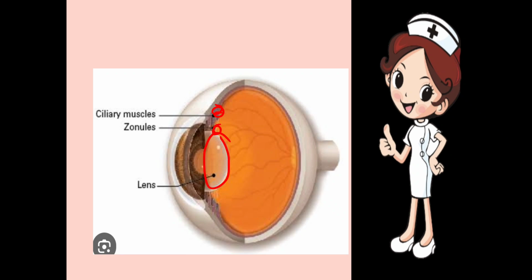Okay, so when there is a removal of the crystalline lens, there is no work done by the zonular fibers or the ciliary muscles, due to which there should be a total loss of accommodation because of the absence of the lens.